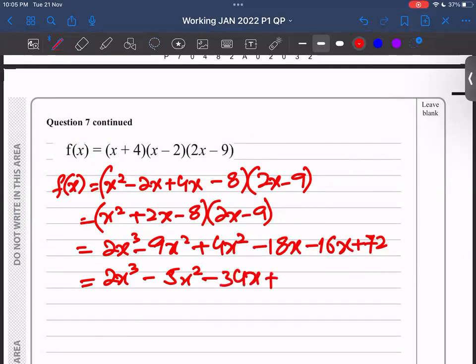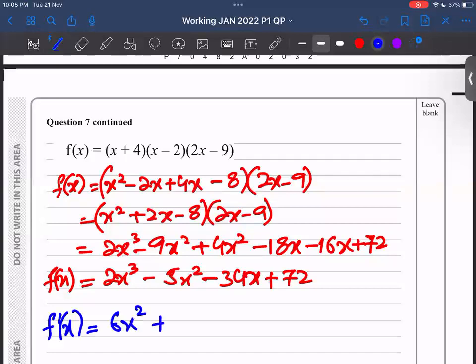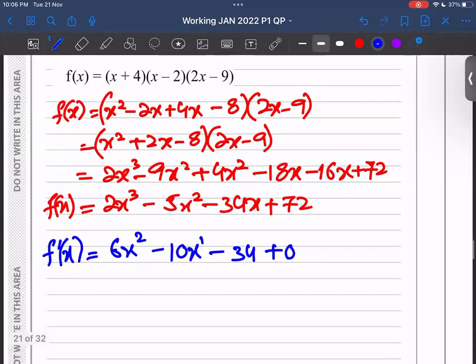So we need to find the derivative. What is f dash x? The derivative: power multiplied by coefficient, subtract 1 from the power. The derivative of minus 34x is minus 34, and the derivative of the constant is 0. So you got f dash x now.